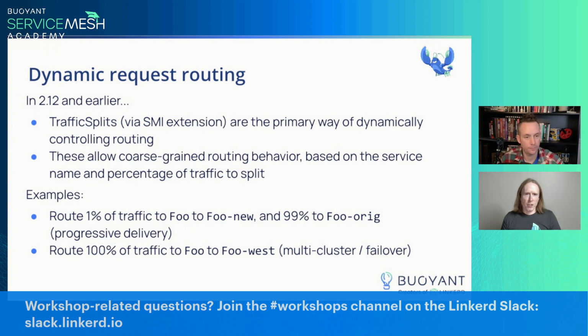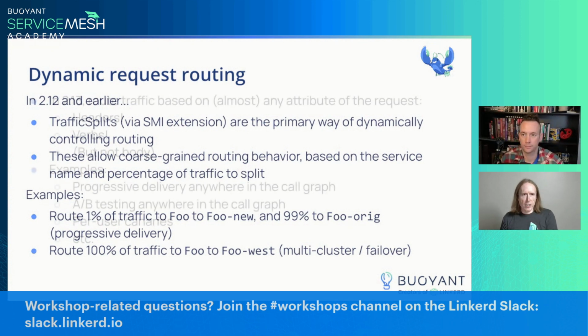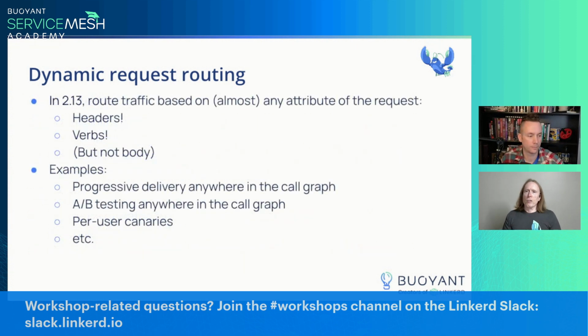It was pretty much just you could look at traffic to a particular service, and then you could give it a weighted split. In 2.13, you can route traffic based on lots and lots of other things. The big ones being you can route on HTTP headers, you can route on HTTP verbs, you can do some stuff with gRPC. There's a bunch of stuff you can do in there. You cannot route based on the body, because that gets to be really creepy really quickly. And it also has a lot of fascinating and troubling performance implications. But you end up able to do a whole lot of stuff based on the headers and the verbs and things like that.